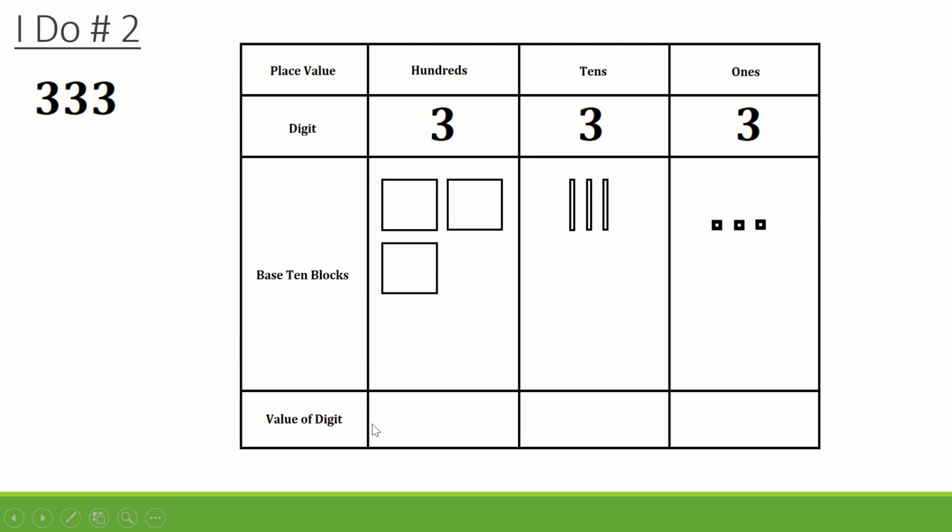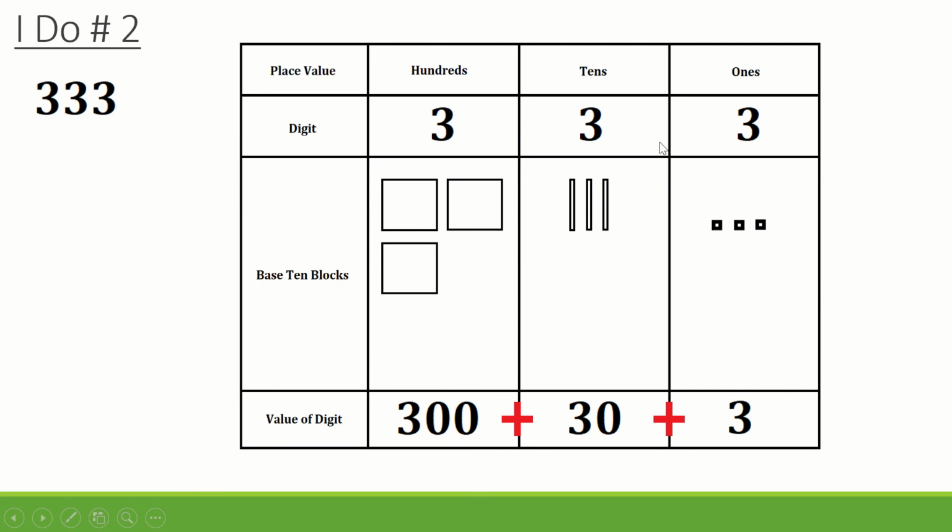And finally, I want to note the value of each digit. 3 hundreds, 3 flats. The value of 3 hundreds is 300. The value of 3 tens is 30. And the value of 3 ones is 3. And just for fun, I can place a plus sign between 300 and 30, 30 and 3, and now I have represented my number in expanded form, model form, and here it is as it was found initially in standard form.